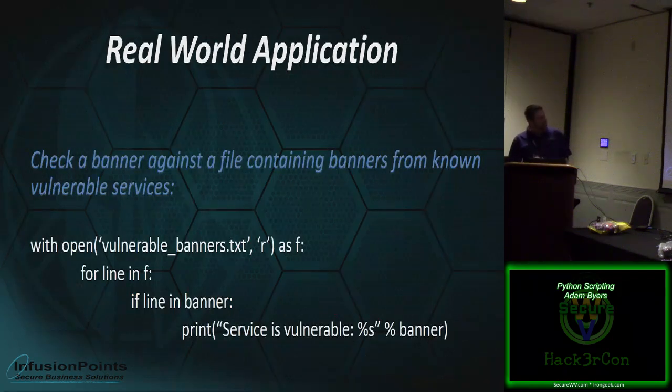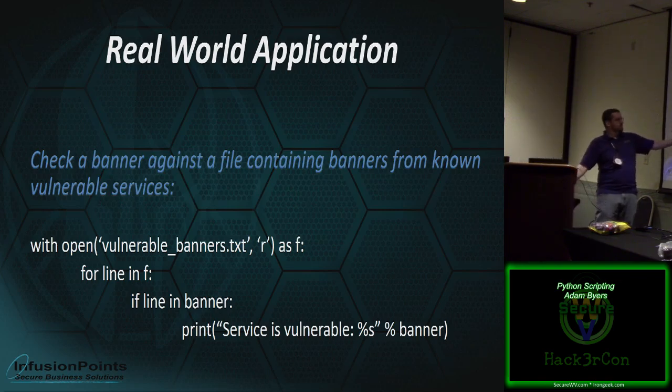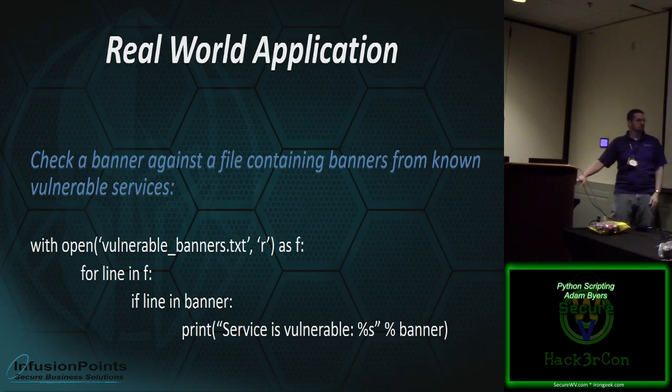So, real world. And how do they do this? All right, so check a banner against a file containing banners from known vulnerable services. This is good. So we got a text file with vulnerable banners. Does PPTop do that? I can't remember which tool he was. No, Yasuo. Yasuo does that. Anyway, so you would just open this file, right? Cleanly open it. We're going to iterate it. Open it as F, for line in F. If line in banner, then print, hey, service is vulnerable.